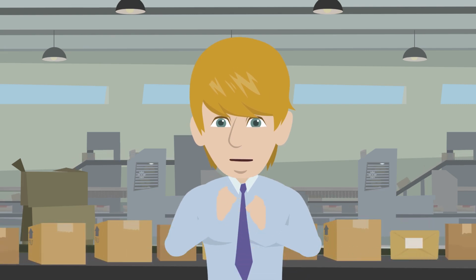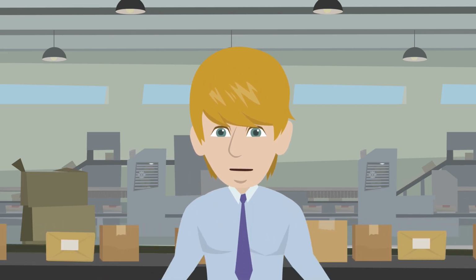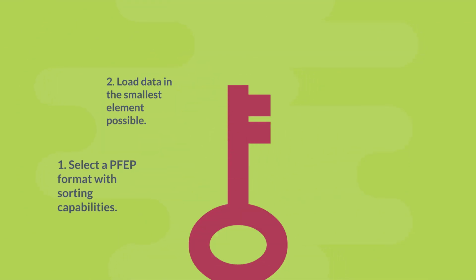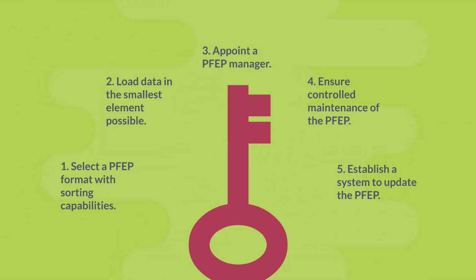So, there you have it. But there's one last thing. Let's talk about some keys to success. 1. Select a PFEP format that has sorting capabilities. 2. Load data in the smallest element possible. For example, container size should be entered as 3 different dimensions: length, width, and height.